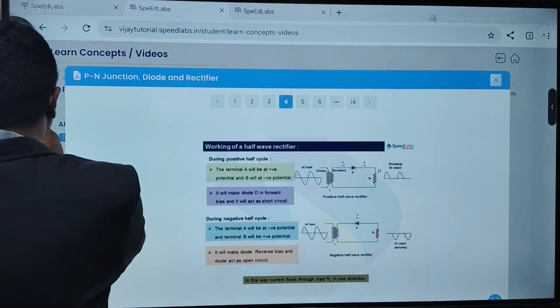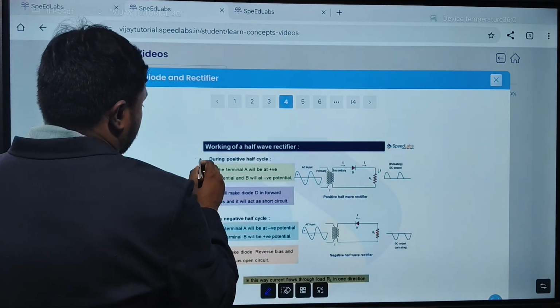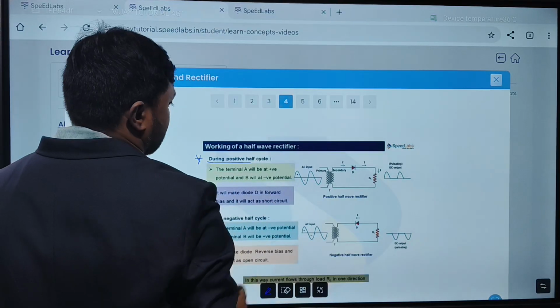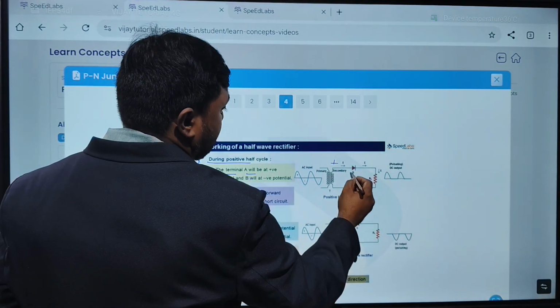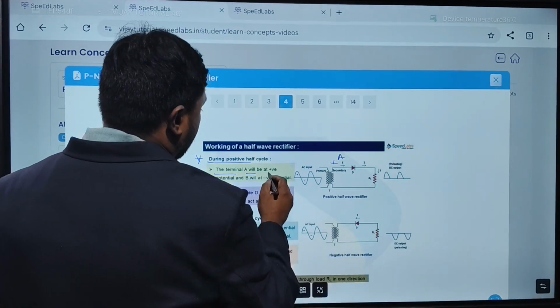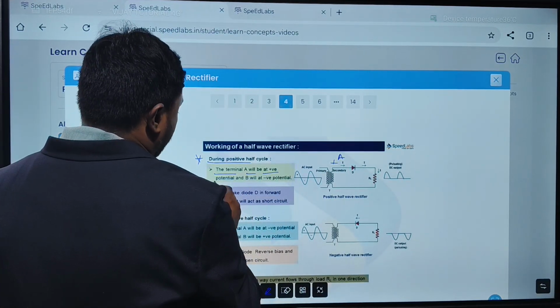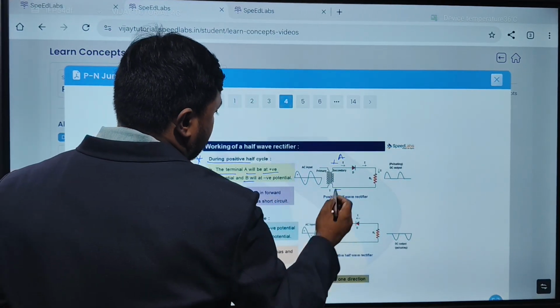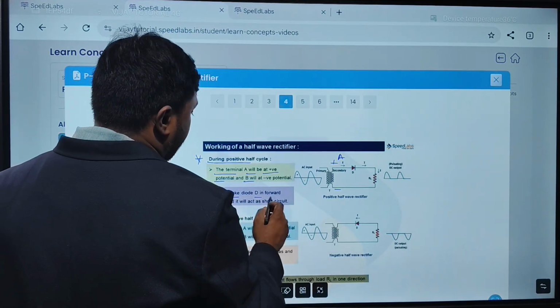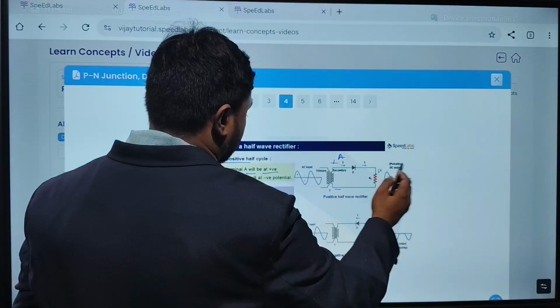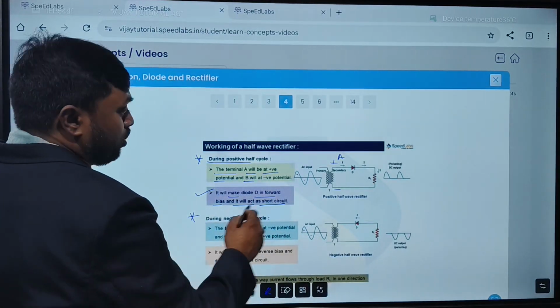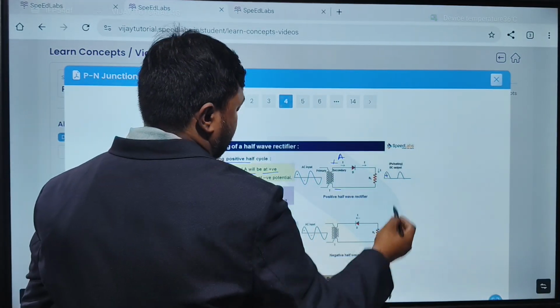So you can see the explanation. During the positive half cycle, the terminal A will be positive. Here you can see this is the terminal A. It will be at a positive potential and B will be at a negative potential. So it will make the diode D forward bias and it will act as a short circuit. Yes or no? So we will get the output during the positive half cycle.